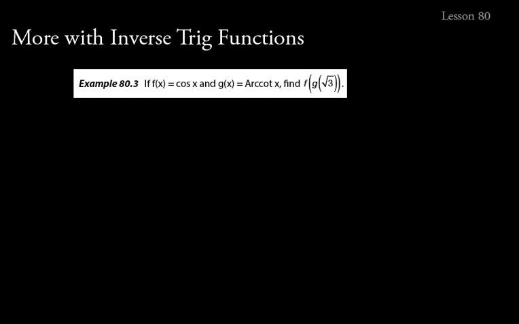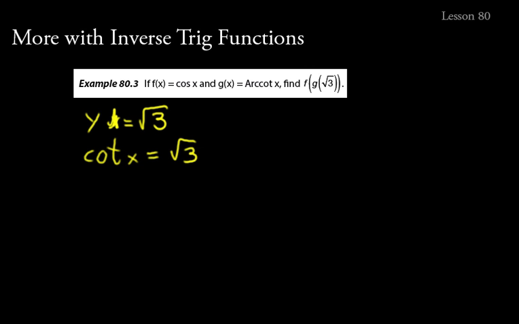Let's do one more. We'll be applying example 2 so you get a little more practice with that as well. This says if f of x equals cosine x, and g of x equals arc cotangent x, figure out that composite function there. So the first thing we want to do is figure out what g of square root 3 is. What's the inverse of arc cotangent x? Well, that's just cotangent x, right? So we can use that as the output: cotangent x equals square root 3.